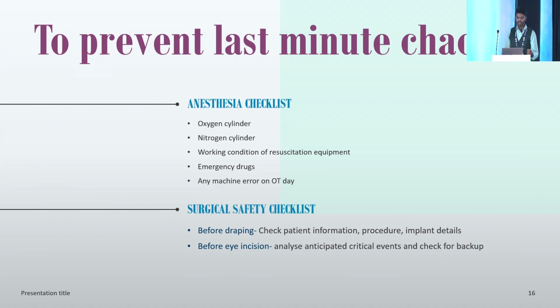And to prevent last minute chaos, we have to take the help of an anesthetist or a physician and make sure that the checklist required for managing emergencies, like oxygen cylinders, nitrogen cylinders and all of them, is in proper functioning order. It is very important to ensure this before the start of the OT session so that we can be in a position to manage chaos. And the surgical safety checklist, again, to avoid any unnecessary complications post-op like endophthalmitis, make sure that all of it is in place before we proceed with the procedure.